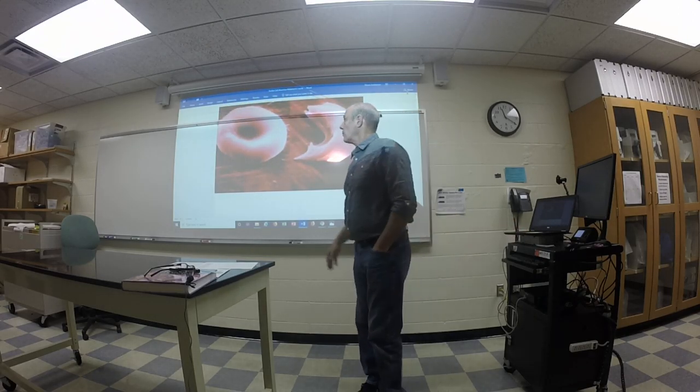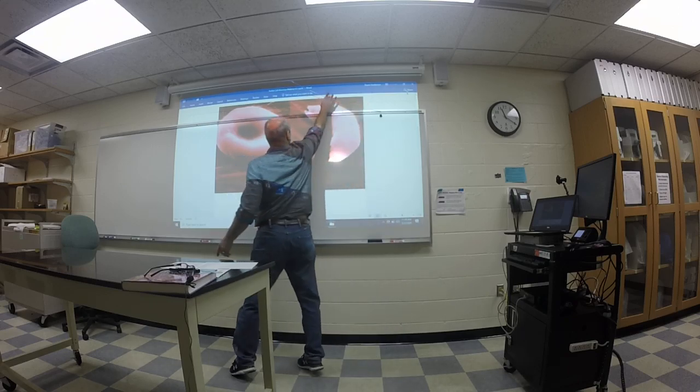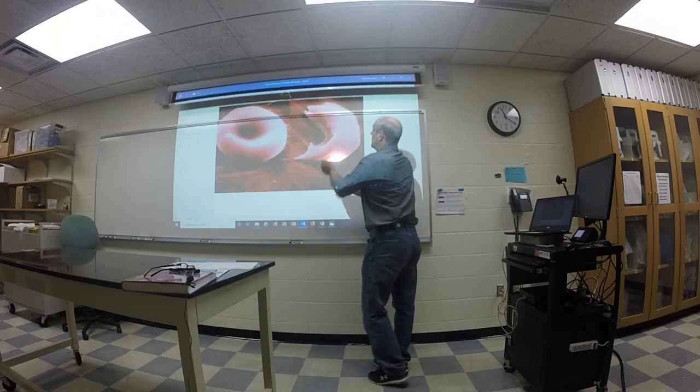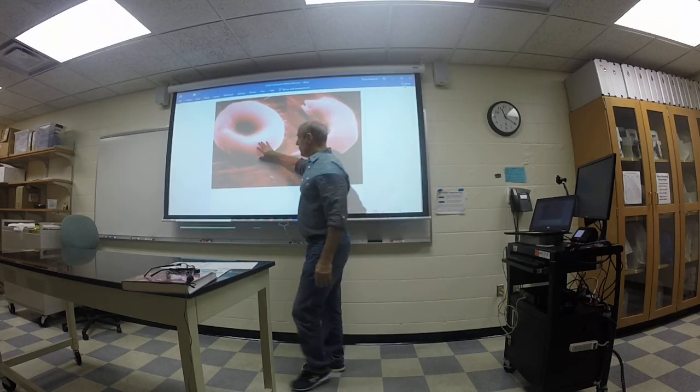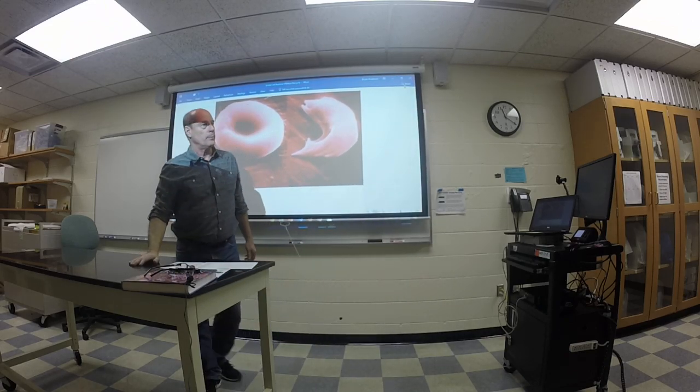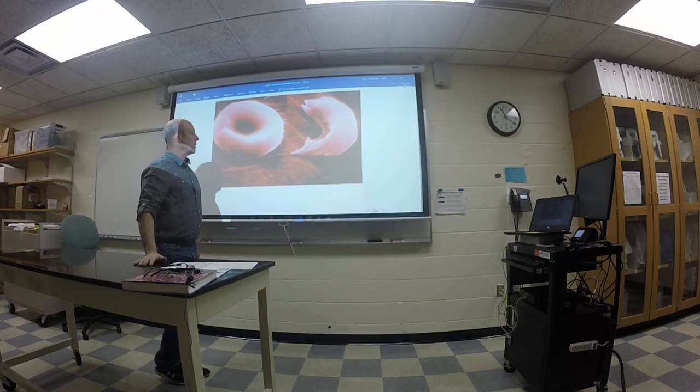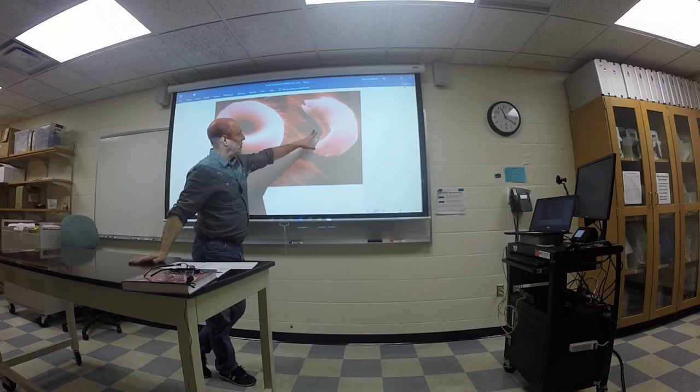Okay, here's a normal red blood cell. Maybe I'll pull this down for the time being. This is a normally shaped red blood cell that would be functioning normally, has all the hemoglobin, supplies the oxygen, does its thing. This is a sickled cell.